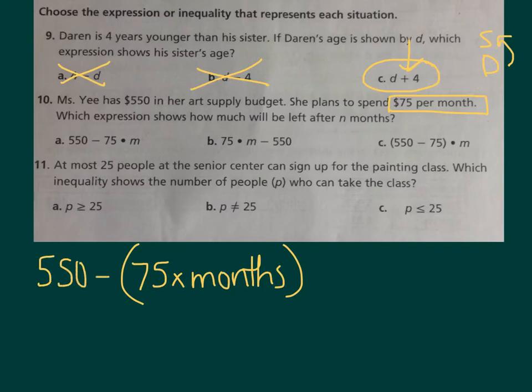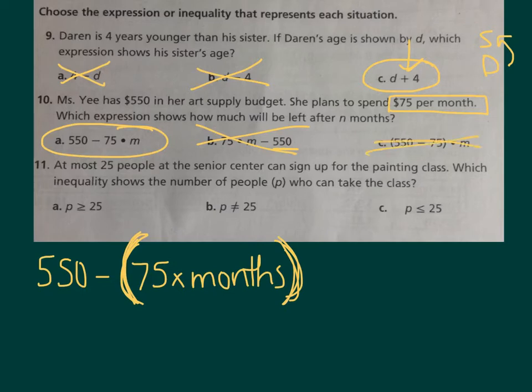Now I just need to look here at what looks the same as this. Even though I put parentheses around it, this one looks the same. This one does not look the same because you have to subtract this part in parentheses from her starting budget, so that doesn't work because it's backwards. And this one doesn't work because the parentheses are saying that we're multiplying the whole thing times the number of months. We're only multiplying the 75 because that's what she gets each month.